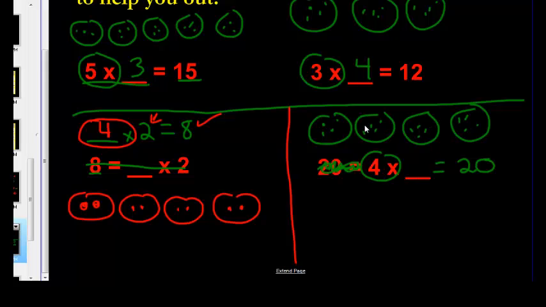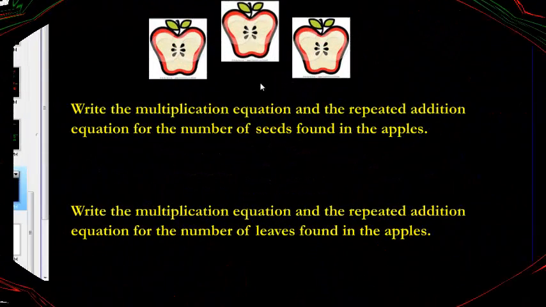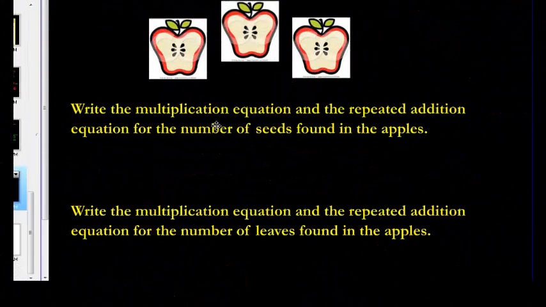Let's see, 4, 8, 12, 16. I'm almost there. If I put 5 though in each one, that's going to get me my answer. 4 groups of 5 makes 20. Last 2 questions. Read them carefully, underline the important information, and we'll check our answers in a minute.